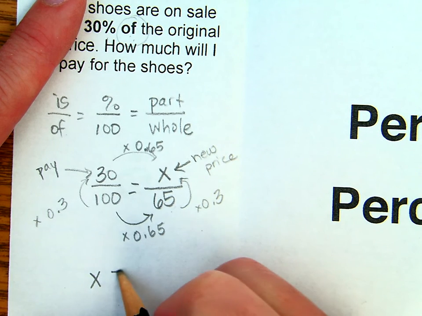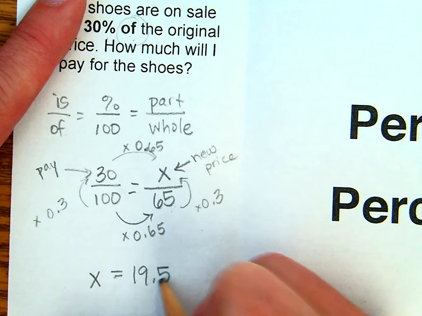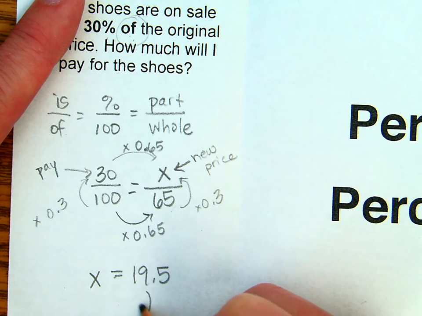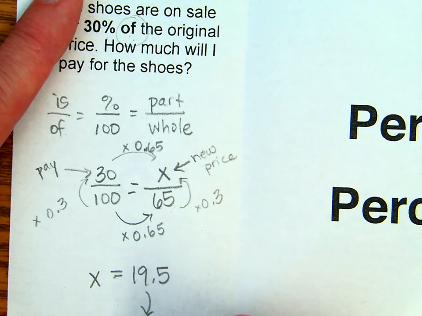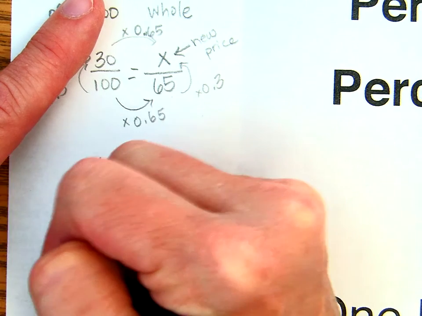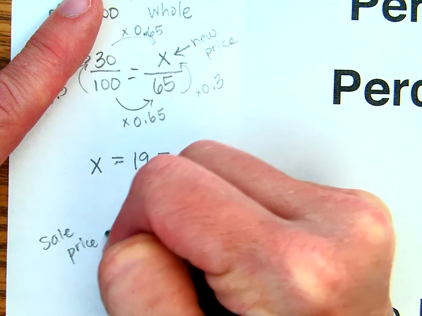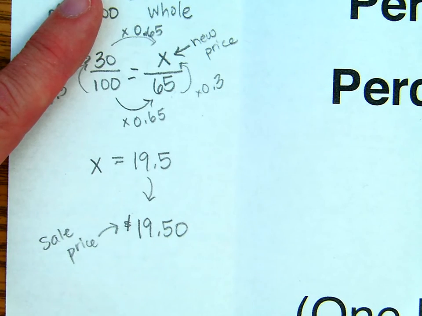Either way, x equals 19.5, and since we're talking about money, that means $19.50, and in this case, that represents the sale price, how much we have to pay for the shoes. This is going to go on the next available left-hand page in your composition book.